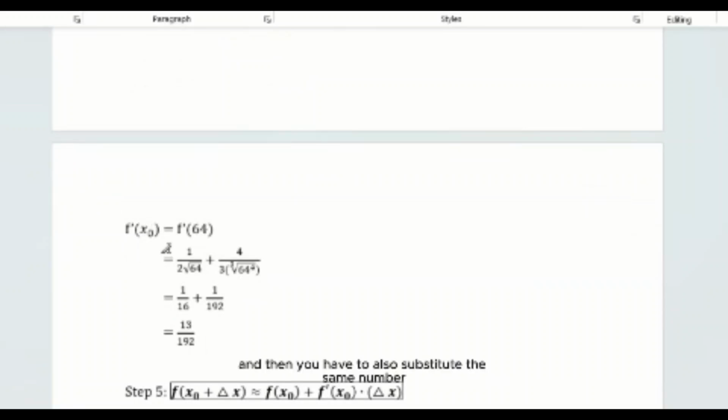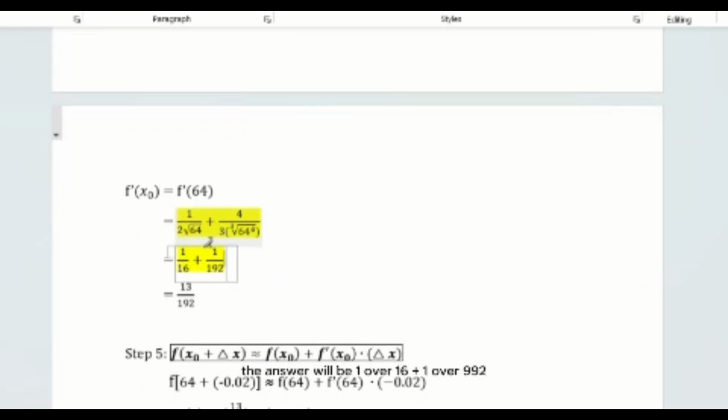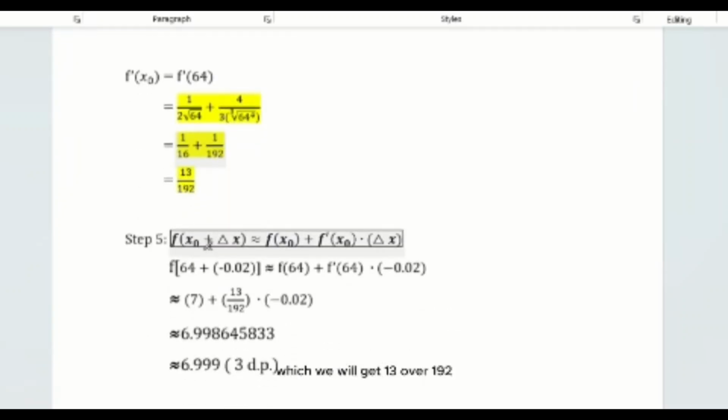And then you also substitute the same number into the derived equation, which becomes 1 over 2 square root of 64 plus 4 over 3 cube root of 64 to the power 4. The answer will be 1 over 16 plus 1 over 192, which gives 13 over 192.